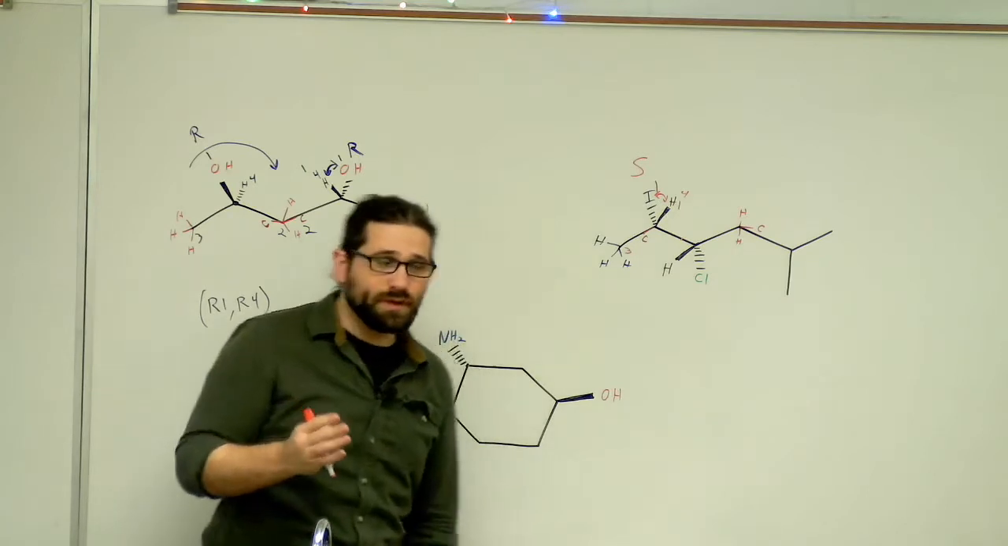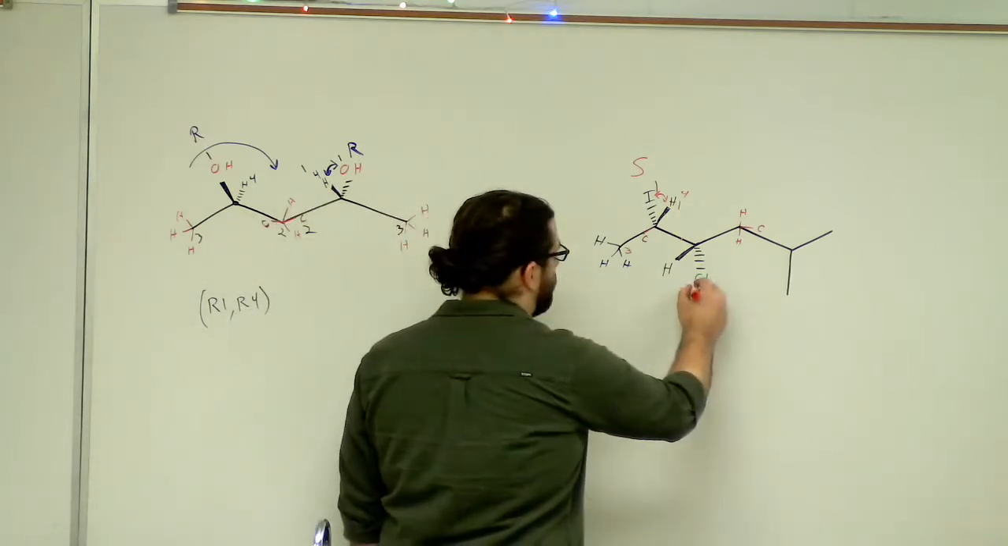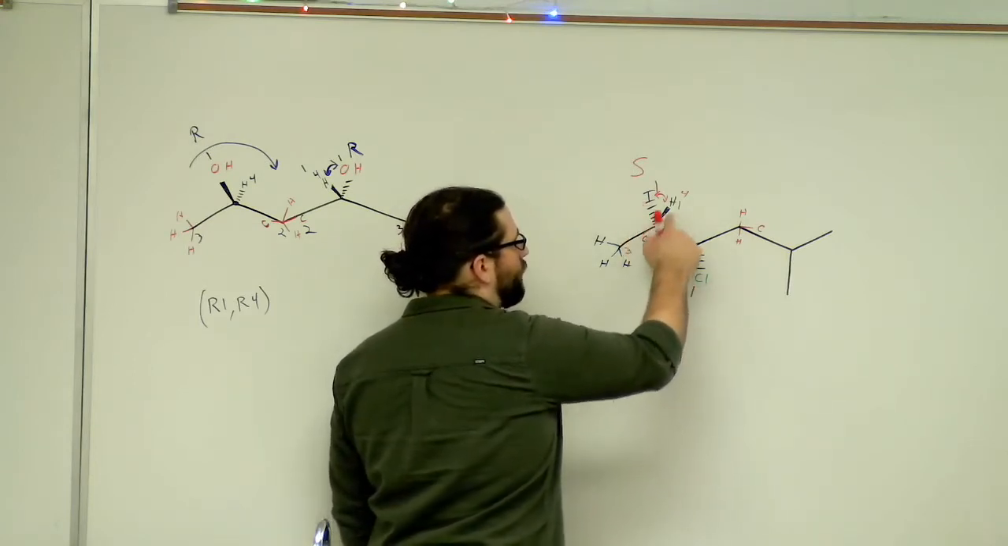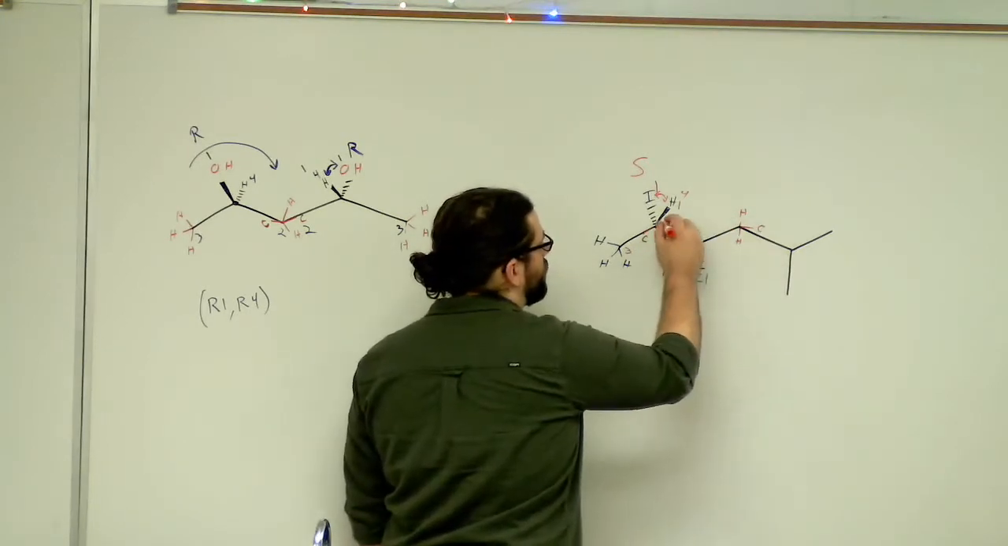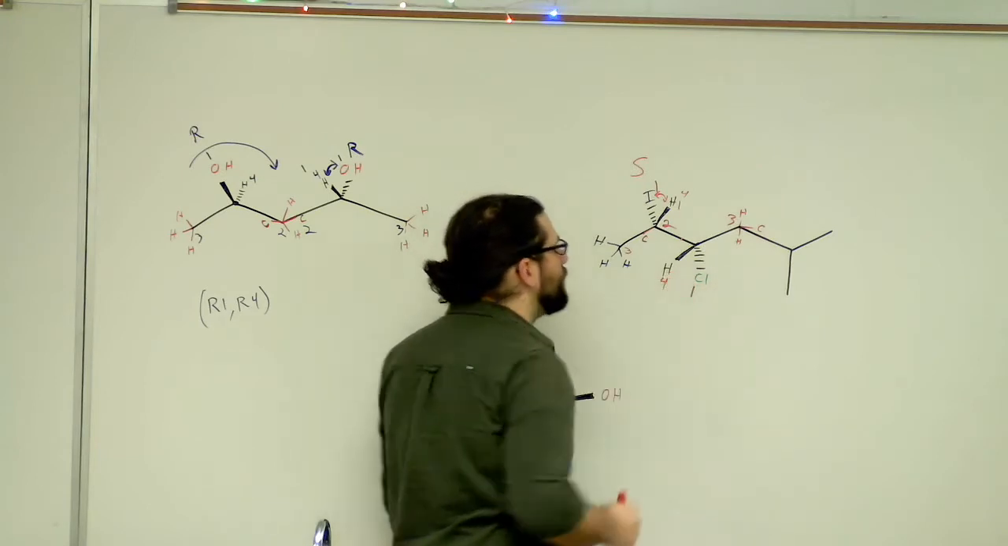So if we go through and number these, chlorine has an atomic number of 17. That's going to be our number 1. This carbon is attached to an iodine, carbon, and hydrogen. That beats 2 hydrogens and a carbon, so this will be number 2. This carbon becomes number 3, and hydrogen dead last at number 4.